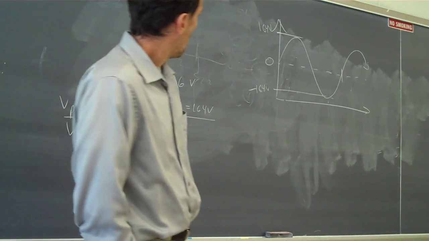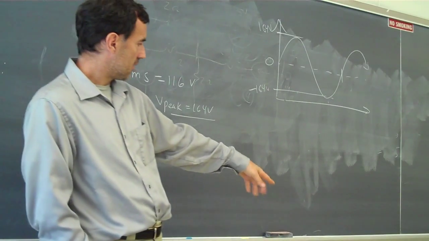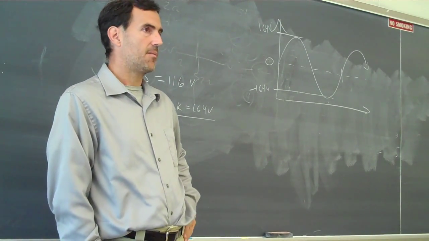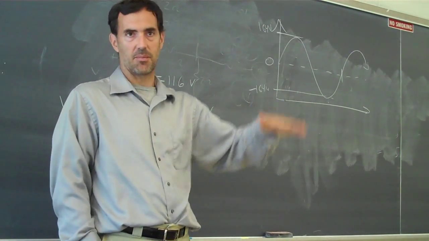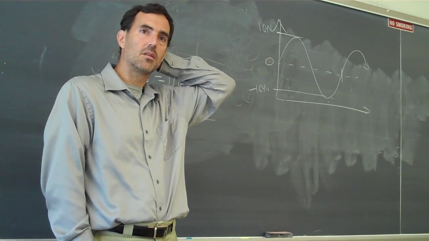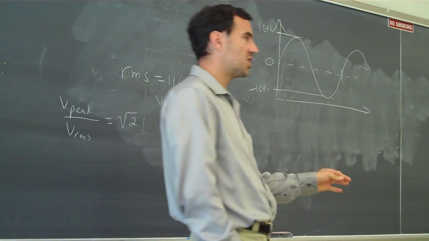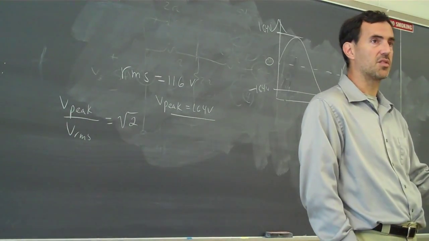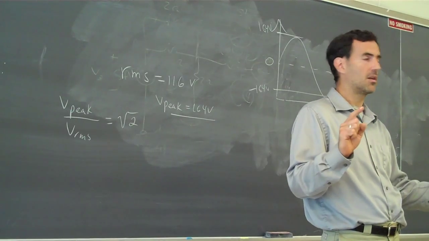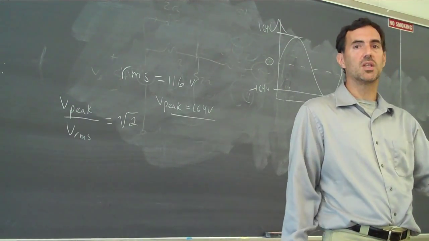So the voltage coming from the wall socket is going positive, negative, positive, negative, positive, negative. How many times per second does it do that? 60 times. 60, great. So that means it has a frequency of 60 hertz. Okay, so a frequency of 60 hertz.